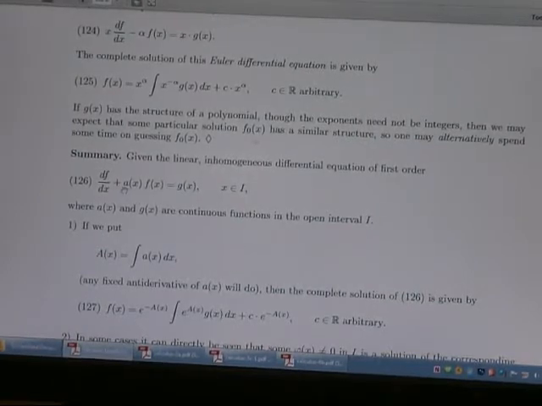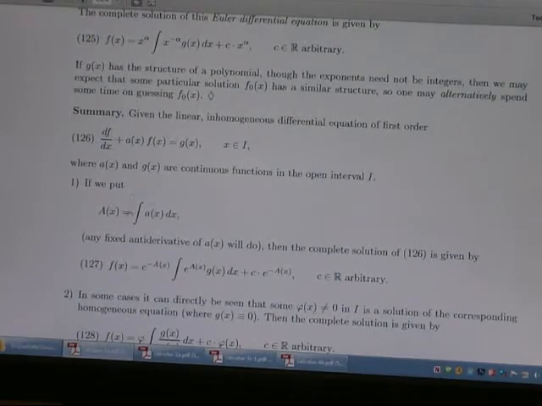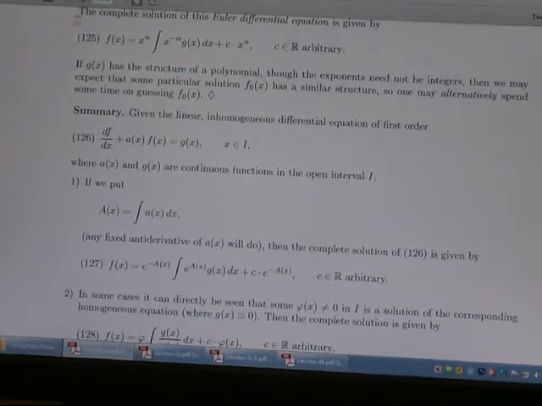df/dx plus a(h) f(h) is equal to g(h). In this case, A(h) is equal to integration a(h) dh. The complete answer is f(h) is equal to e power minus A(h) times integration e power A(h) g(h) dh plus C multiplied by e power minus A(h). So this is the complete answer we can write down like this. Those are the inhomogeneous differential equations.